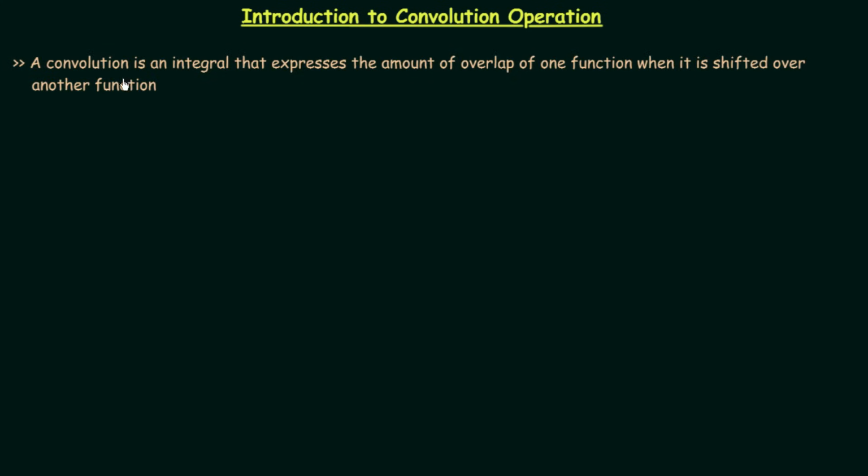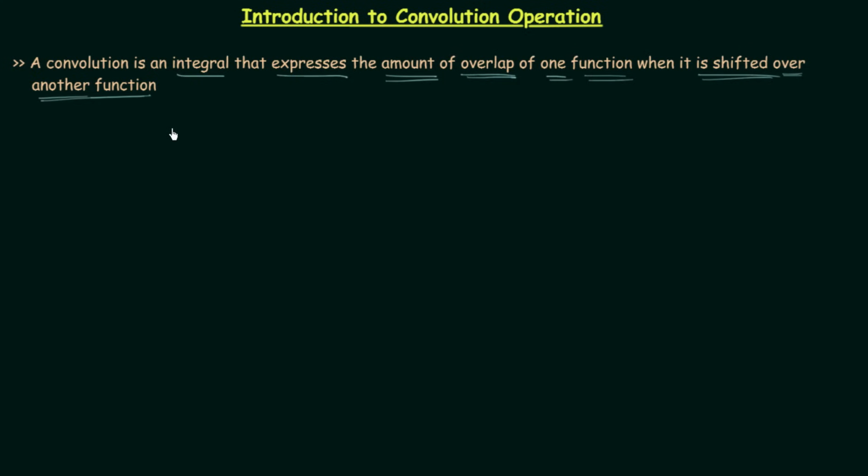A convolution is an integral that expresses the amount of overlap. This is very important, the amount of overlap of one function when it is shifted over another function. So you can see 5 important points in this definition. The first point is integral. The second point is amount of overlap. The third point is one function. Fourth point is shifted over, and the fifth point is another function.